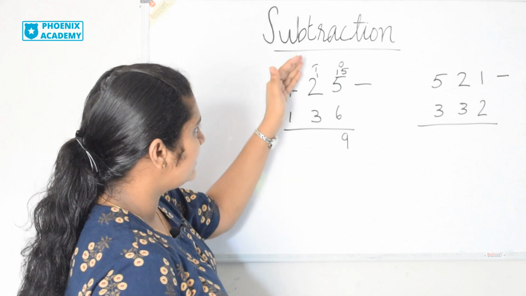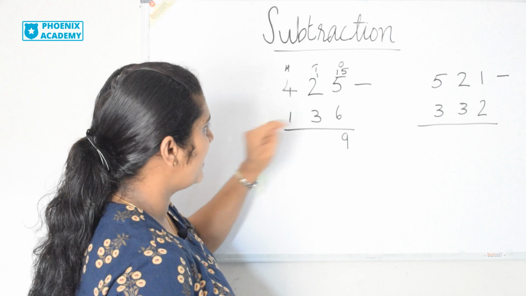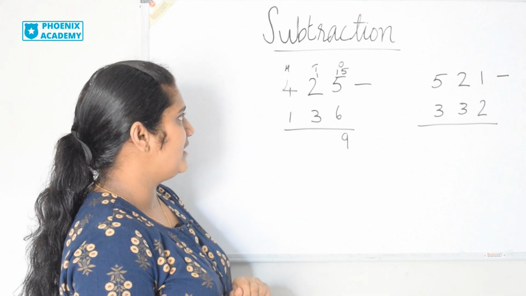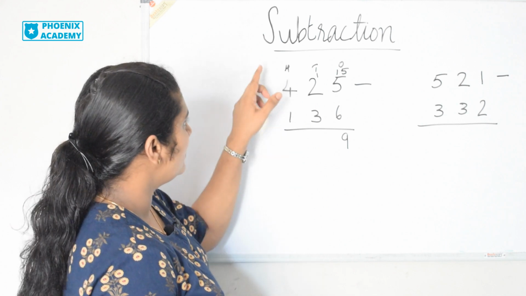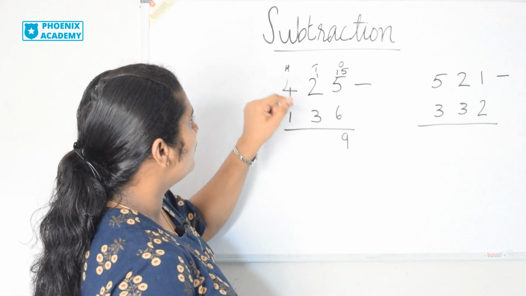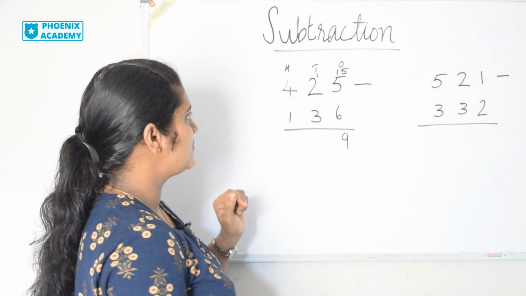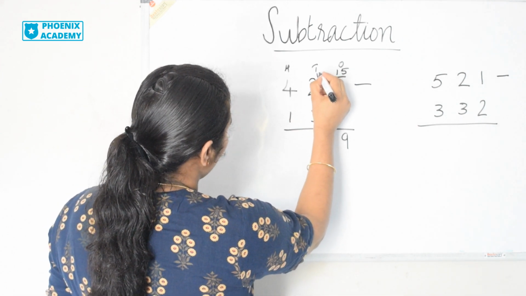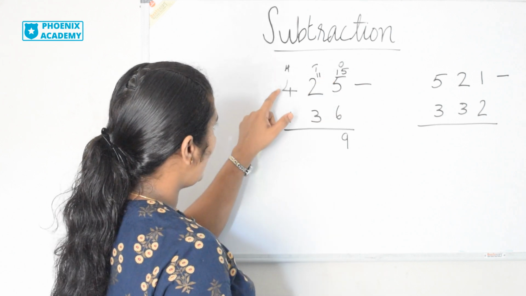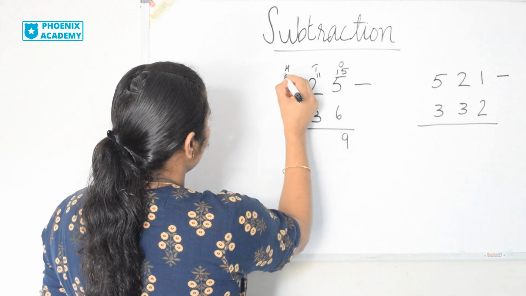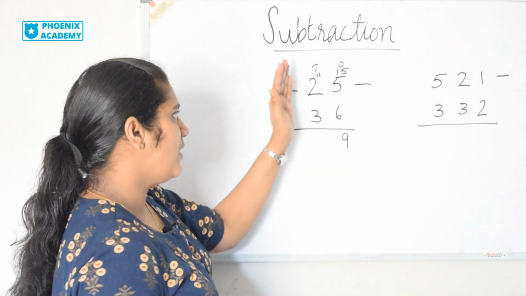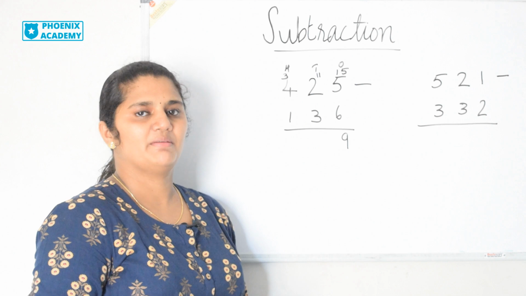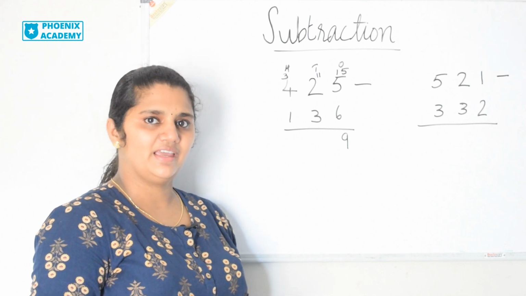Then subtract tens. 1 minus 3. So 3 is a bigger number here. So we'll borrow 1 from hundreds place. So this tens value becomes 11 and hundreds value becomes 3. Now let's subtract tens values. 11 minus 3. 11 minus 3 is 8.